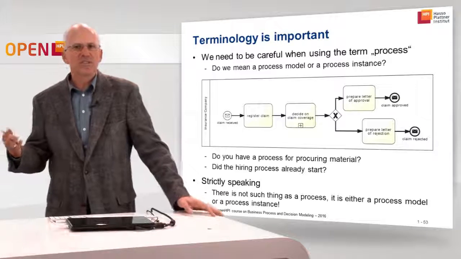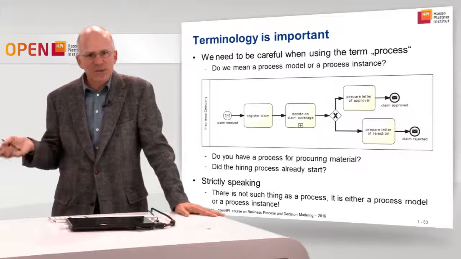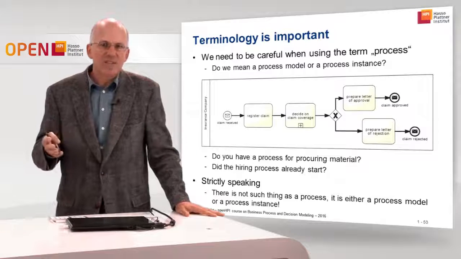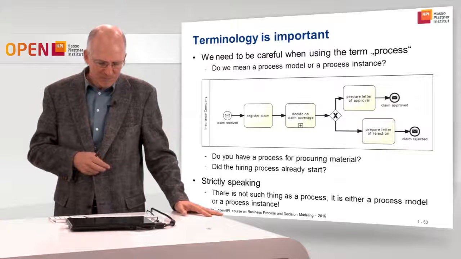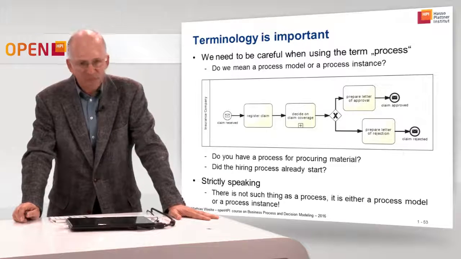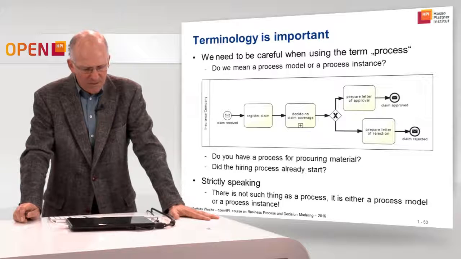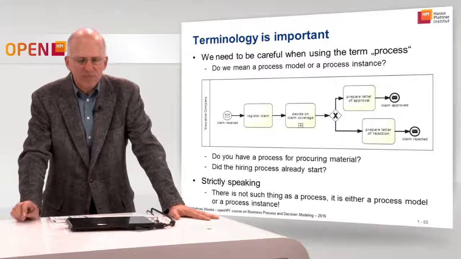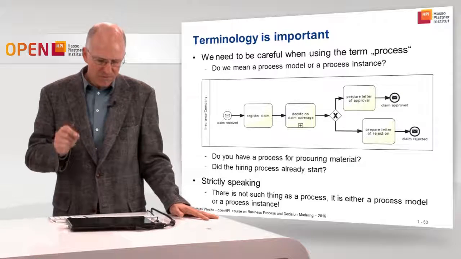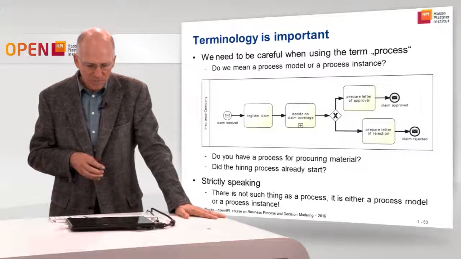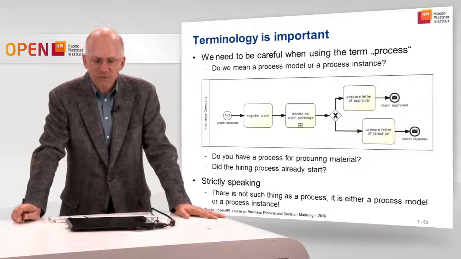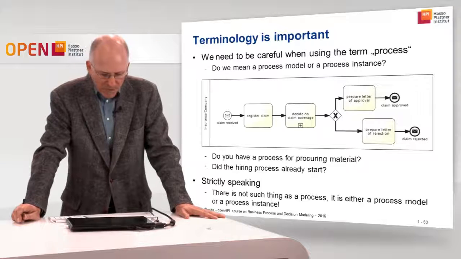Often we see textual representation, and the question is whether the textual representation is really a process model. I would rather see process models, visual process models, written in a standardized language as suitable representations of business processes. Another saying here, did the hiring process already start? So in this case, we probably mean a certain process instance. Did the hiring process of a certain position already start? We mean a particular process instance. So we need to be very careful whether we mean process model or whether we mean process instance. We could even say strictly that there's no such thing as a process. It's always either a process model or some other type of process description or a process instance.